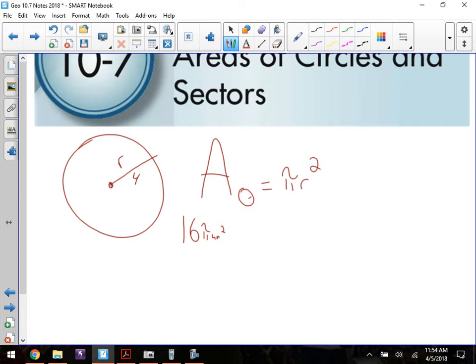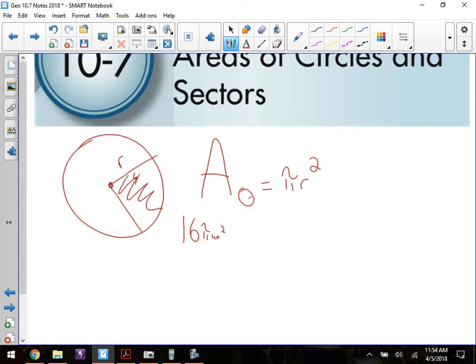Now, just like we talked about yesterday, remember how the circumference was all the way around a circle? If we went halfway around the circle, it was half of the circumference. If we went 90 degrees of the circle, it was a quarter of the circumference, and so on and so on. This is kind of the same thing with sectors. Sectors are just wedges of the circle. They're parts of the circle.